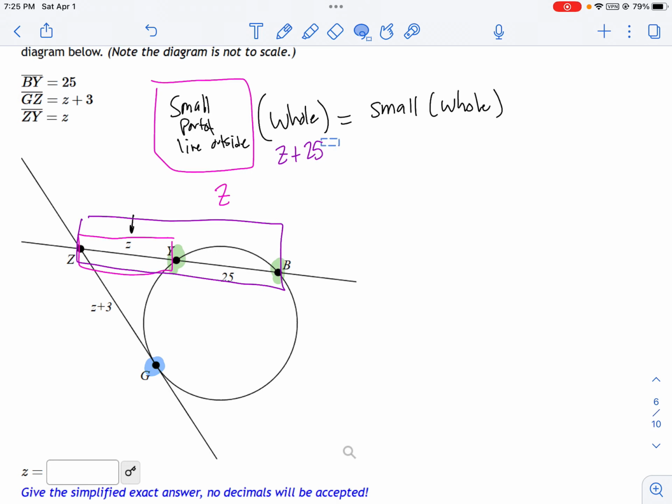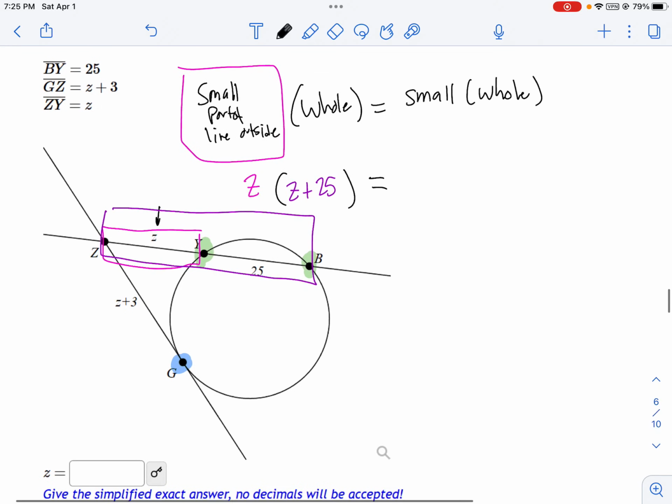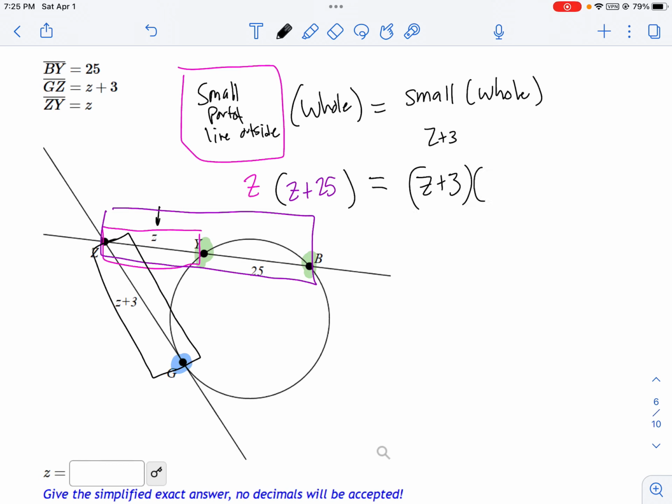Okay, and then you would multiply the two together. And then you do the same thing on the other side. Now, what makes the other side a little more interesting is that you don't have two intersection points, right? There's no small and whole, there's only the whole line, right? You only have the part outside of the circle, which is z plus 3. And then you have the whole portion, which is also just z plus 3.